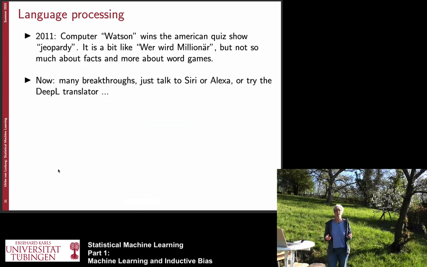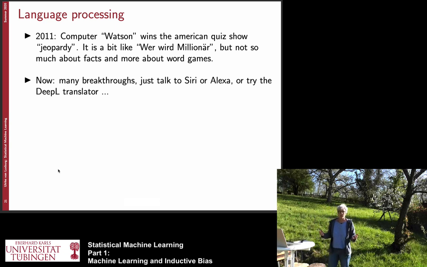One of the fields where machine learning is very powerful nowadays is language processing. One first breakthrough was in 2011 when the computer Watson won Jeopardy, a quiz show in the US. It is a bit like the German Wer wird Millionär. There are questions that are being asked, and then the persons, or in this case the computer, is supposed to answer. The interesting thing is that these questions are more like word games. It's not so much about who won the soccer championship in 1955 or so. And the surprising thing was that this computer Watson was able to beat the best Jeopardy players at that time.